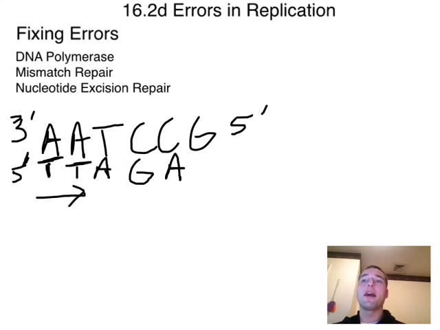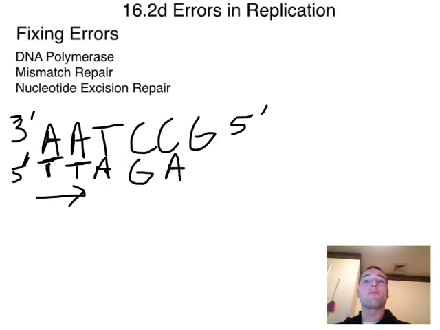Now those errors, most of the time, aren't going to change a functional part of your DNA. Only about 1% of your DNA is actually used in genes. The rest of it is not. So most of the time these errors are not a big deal, but every now and then they can cause a problem, and then you get things like cancer, or if it happens to be in a gamete, it can be an error that leads to a genetic disorder.